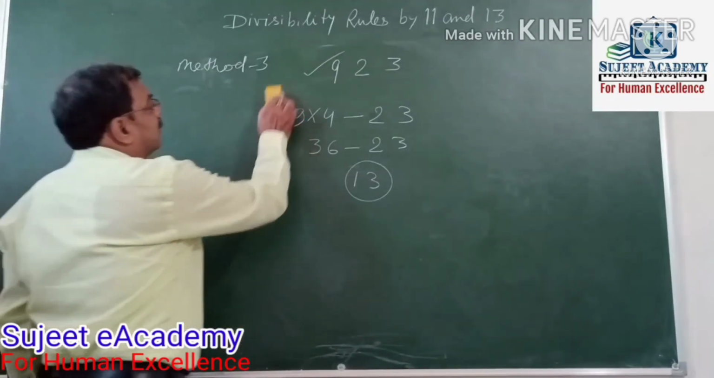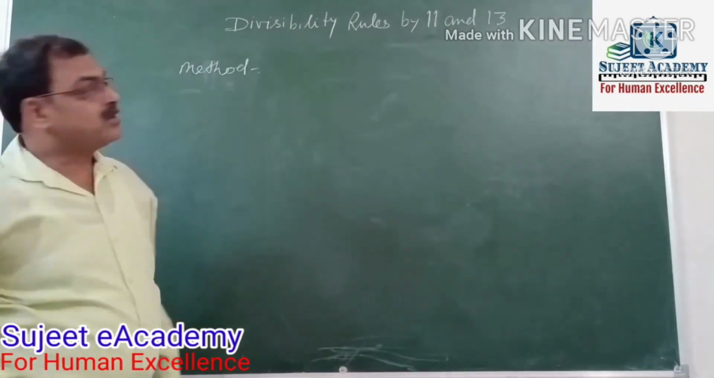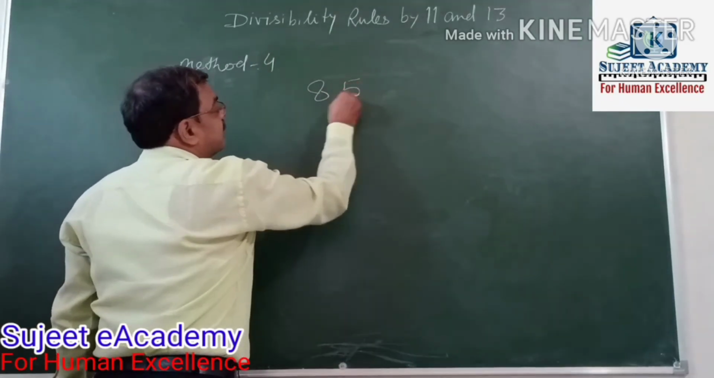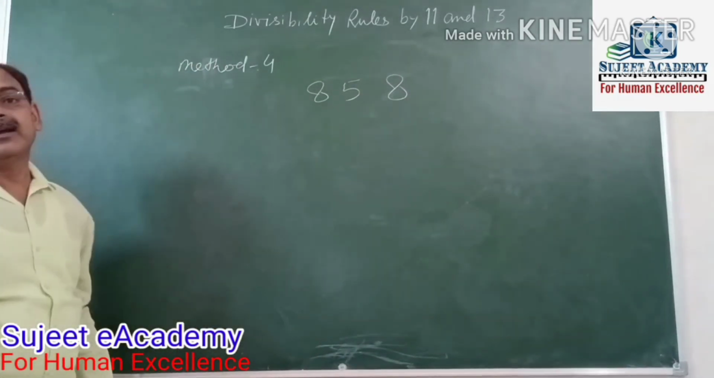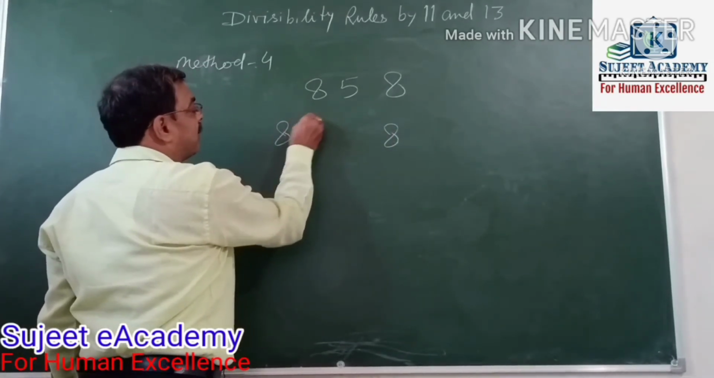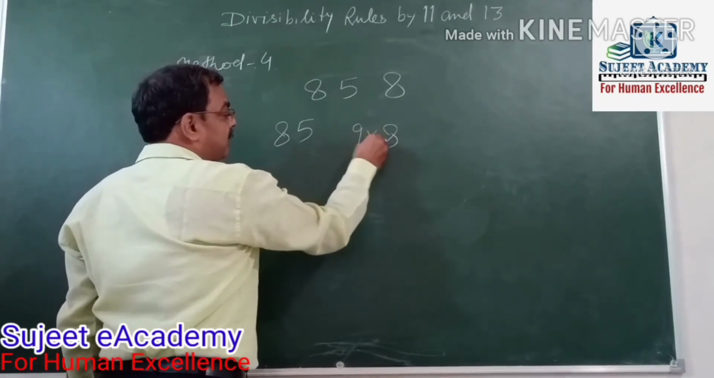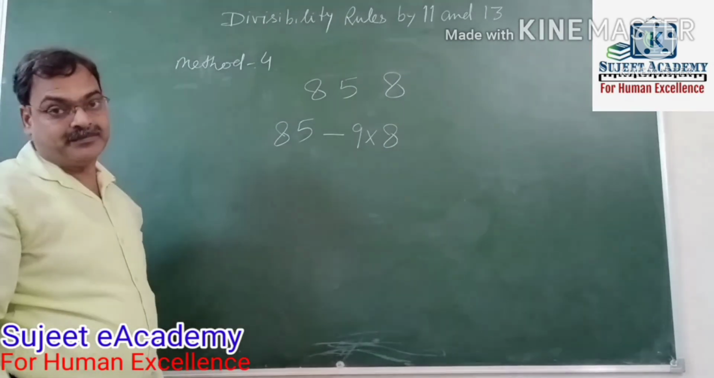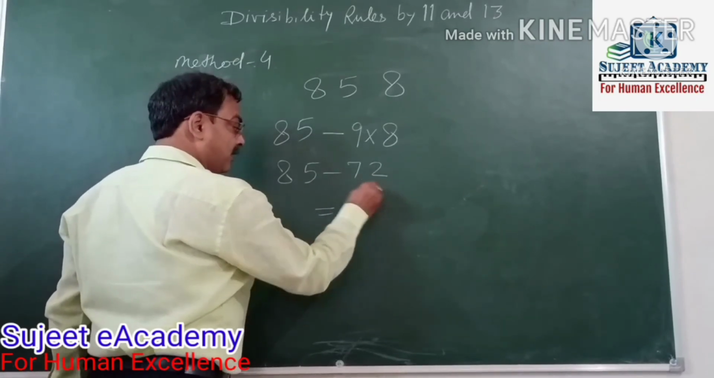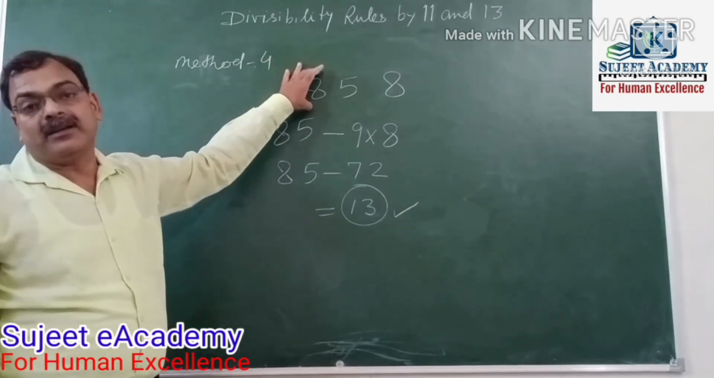Another method with multiplier 9, you check it again. You check whether this number is divisible by 13 or not. For this, you take the unit place value and the remaining part of the number. The unit place value is multiplied by 9 and you find the difference with the remaining part of the number. 85 minus 72, this one is 13. This number is divisible by 13, it means this number is also divisible by 13.